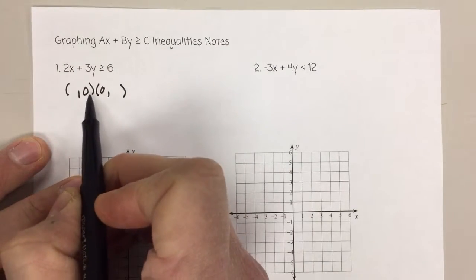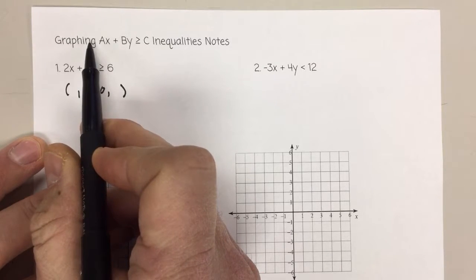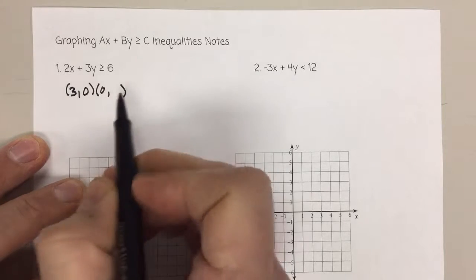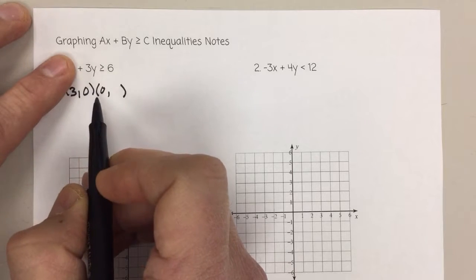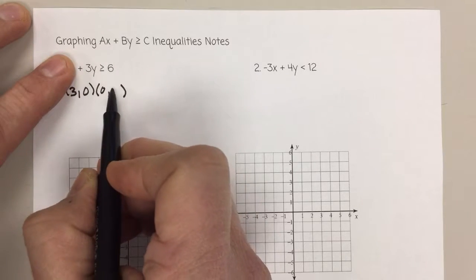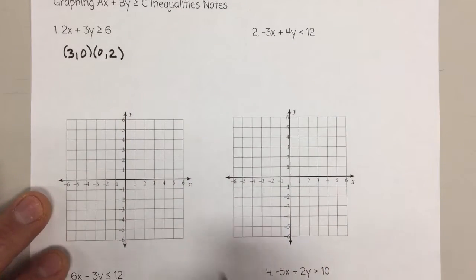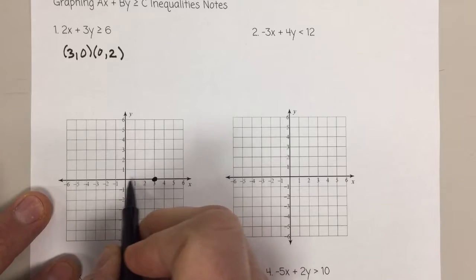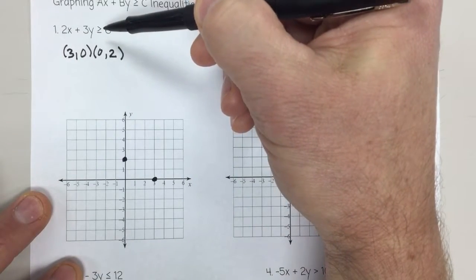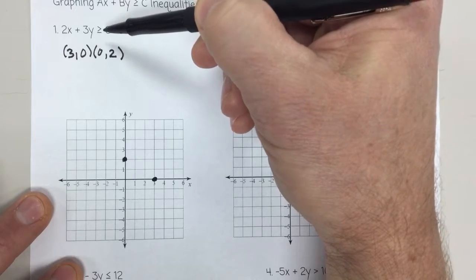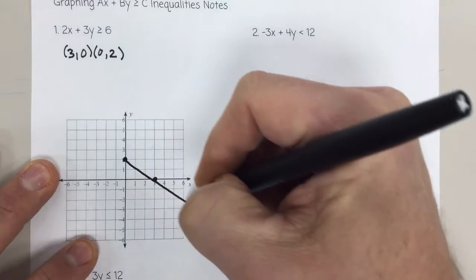So I make the eyes, plug this 0 in for y, that disappears, divide both sides by 2, I get 3. Plug this 0 in for x, that disappears, 6 divided by 3 is 2. I now graph these 2 points, 3, 0, 0, 2. But now I need to look at the inequality. Since there's an equal sign, I can make a solid line.